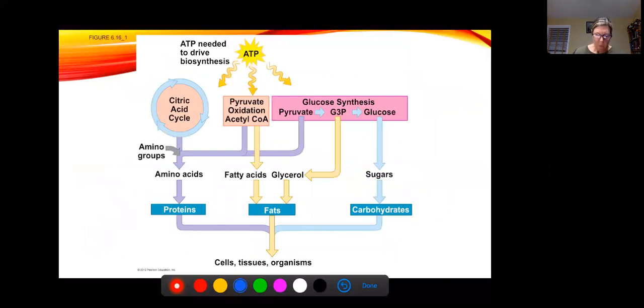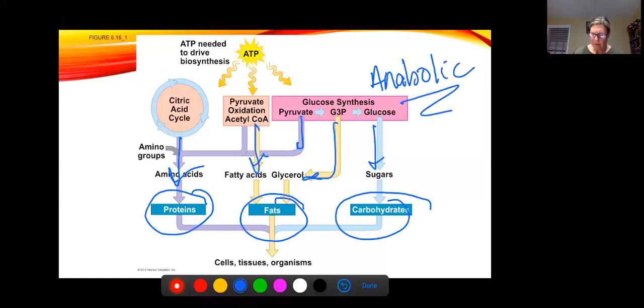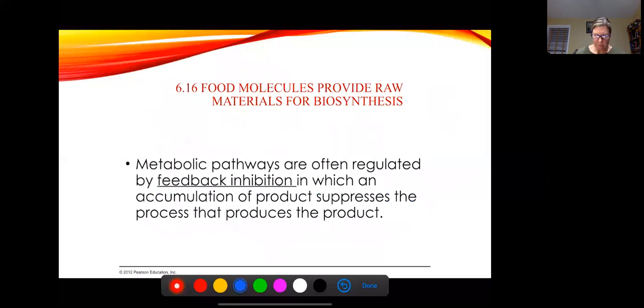Now, we could do the opposite. So if we need proteins or we need fats or we need carbs, we can pull these intermediate molecules out and synthesize or make them, which is anabolic. That means to build. So that would be an anabolic process.